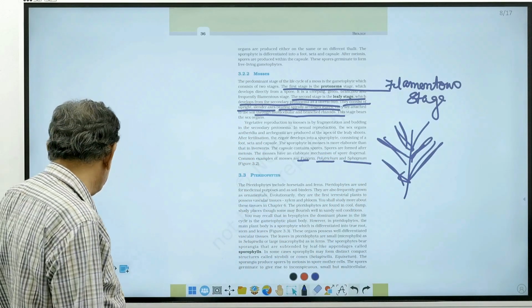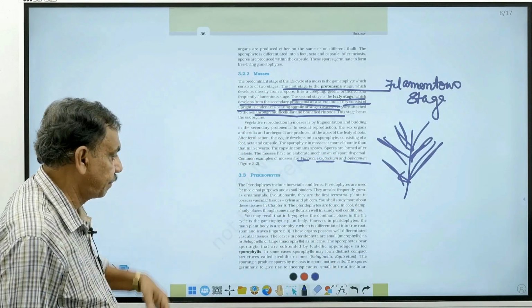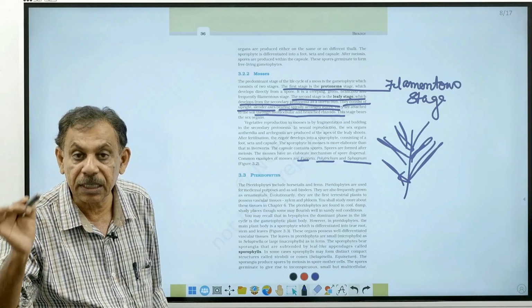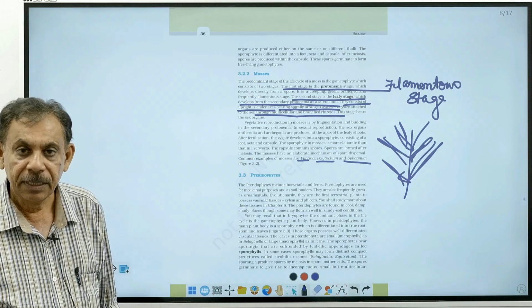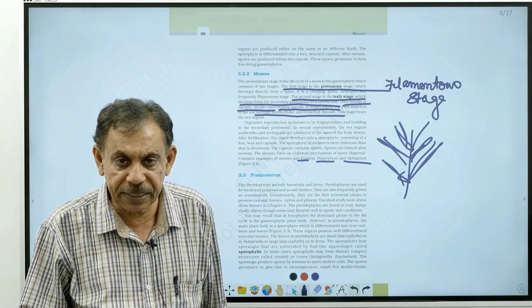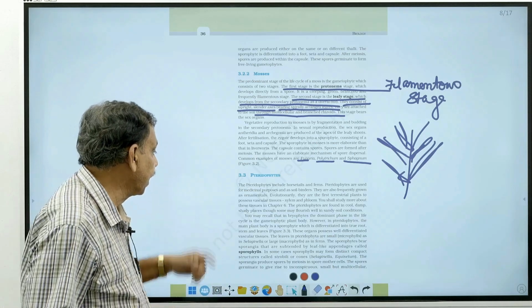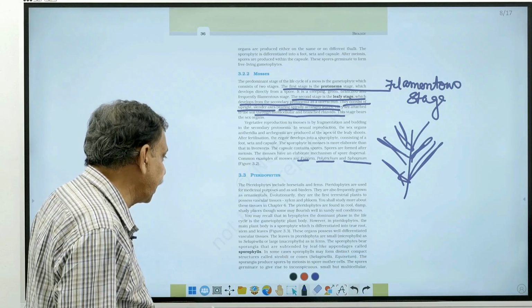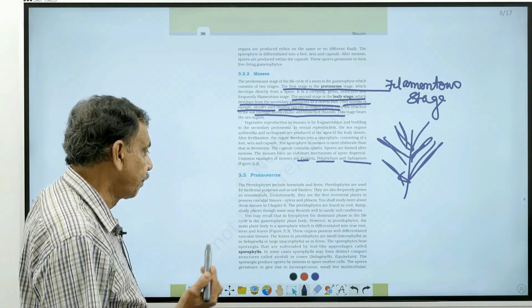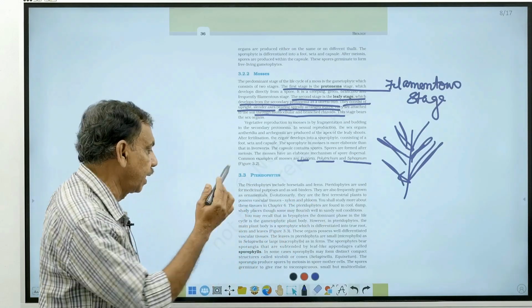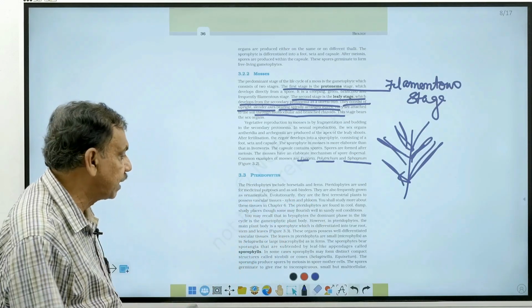Okay, coming to the next, pteridophytes. Pteridophytes are the first vascular cryptogams. Among cryptogams you will find algae, bryophytes and pteridophytes. Pteridophytes are mainly used for medicinal purposes and as soil binders. They are even used for ornamental purposes in gardens.